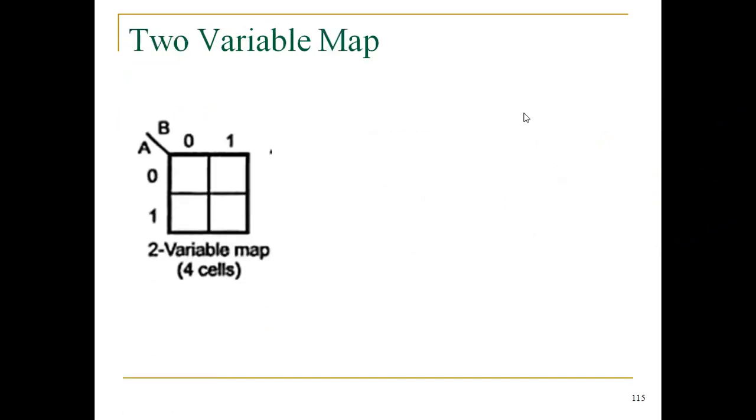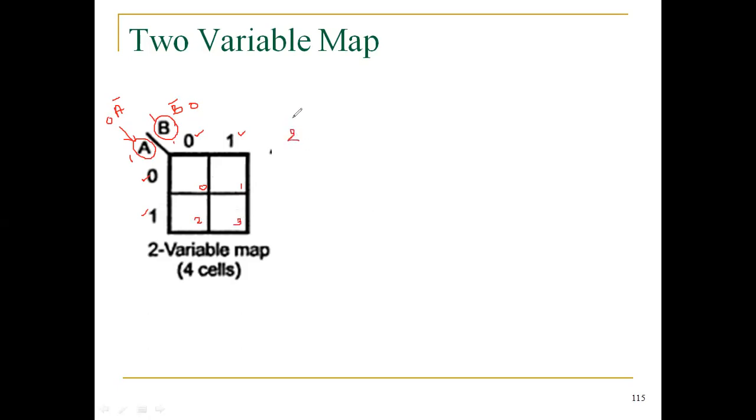And then the two variable map. Already you know what the two variable method is. Since it is two variable, the variables are A and B and their complements. A means its complement is A bar, B means its complement is B bar. It means that this is 1, this is 0. Similarly, this is 1, this is 0. That is mentioned here as 0 and 1.